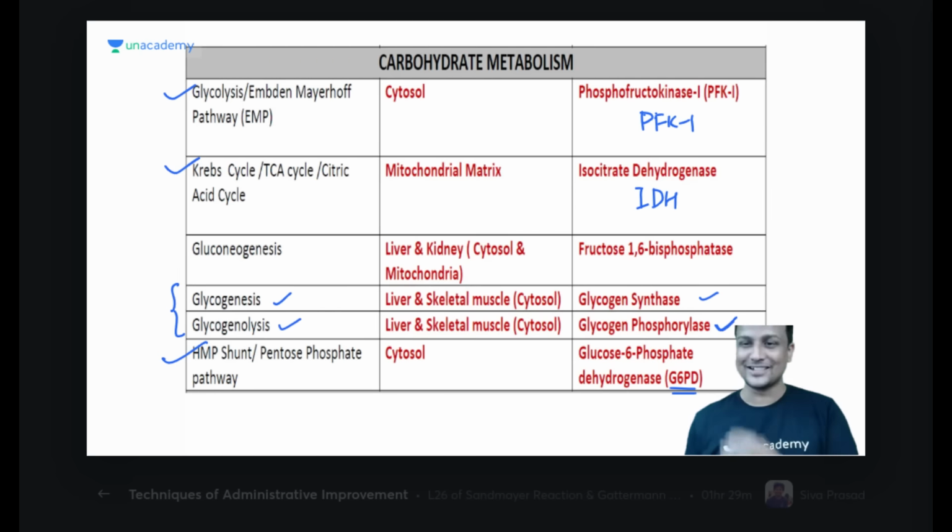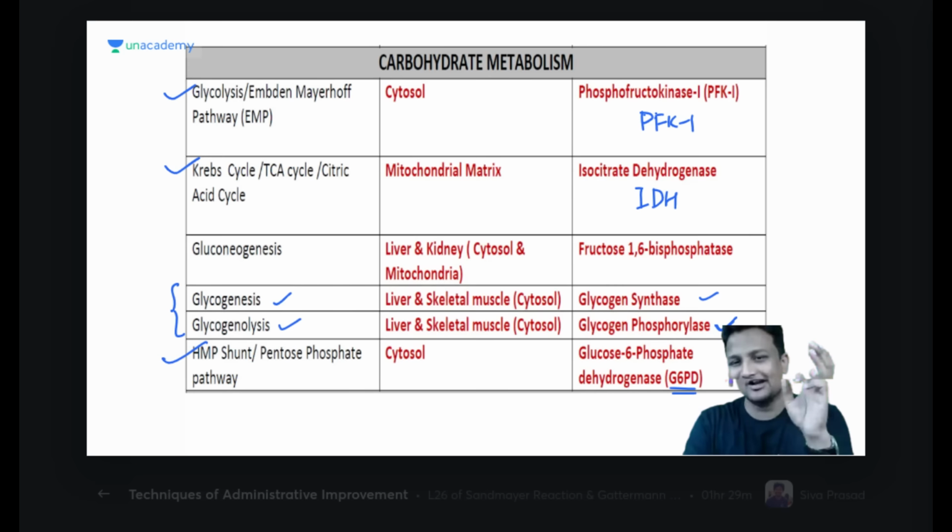What is the name of the enzyme? Glycogen phosphorylase, guys. In the liver, hepatic, and in the muscle, it will be nothing but glycogen phosphorylase. Okay. So glycogenesis, formation of glycogen, synthase; breakdown, phosphorylase, guys.